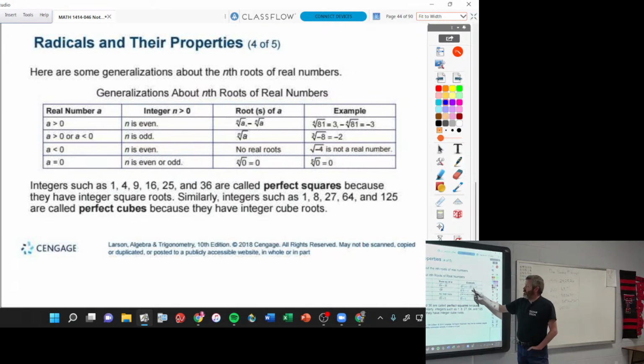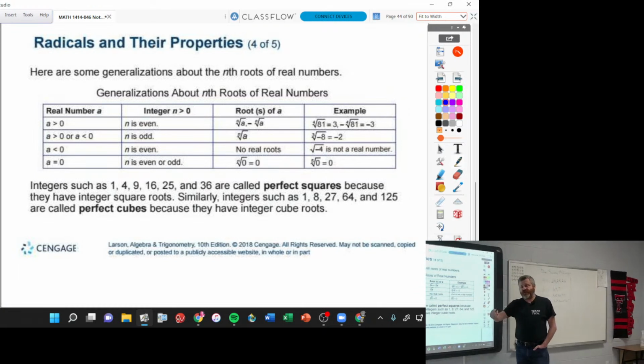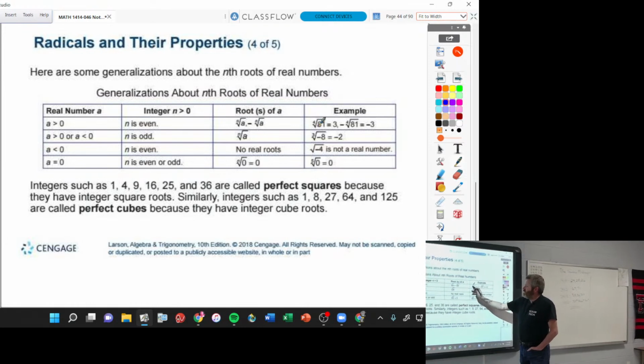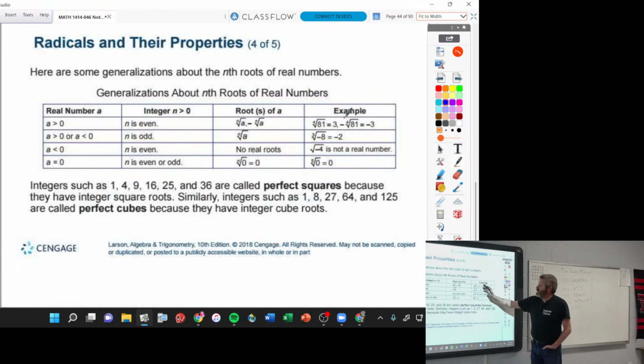The negative fourth root of 81 is negative 3, because negative 3 times negative 3 times negative 3 times negative 3 is also 81. Notice again, the first one has no negative sign in front, so positive 3 is my answer. The second one, I've put a negative up front, so the answer is negative 3.